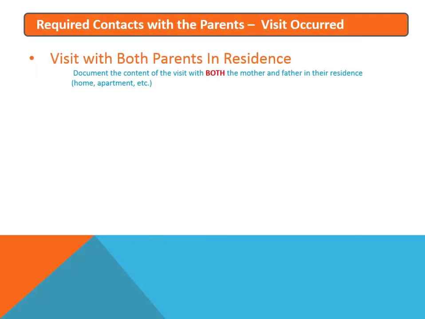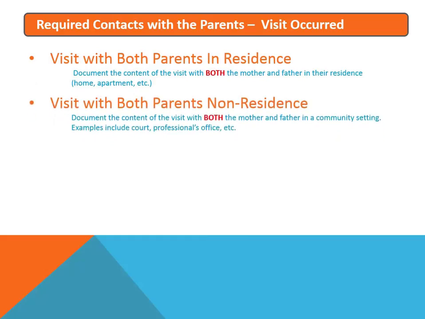The 10th and 11th required contact item types are visit with both parents in residence and visit with both parents non-residence. These types of contacts would only be selected when face-to-face visits occurred with both parents at the same time and location. It would be important to document each parent's input separately to make sure each parent was actively involved in the face-to-face contact. Remember to select the correct contact type based on if the visit occurred in the family residence or in a different placement setting within the community.